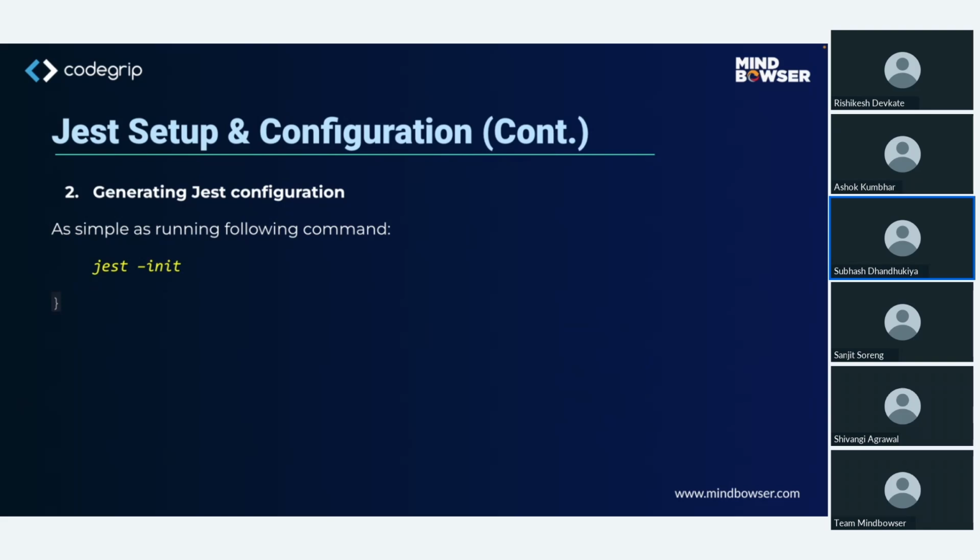So this command will create a jest.config.js file in your project root directory, which contains a configuration for Jest. It will also install Jest as a developer dependency in your project. So after answering all the questions, Jest will be ready to use in your project.